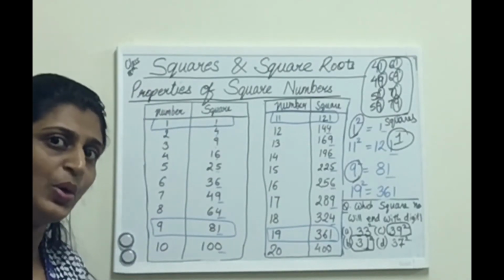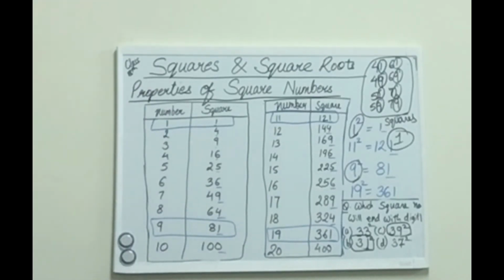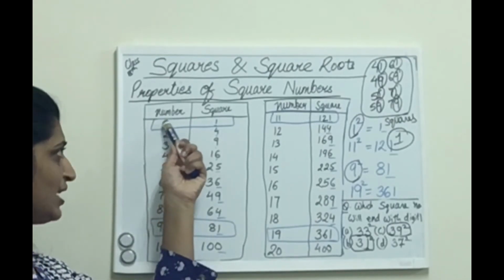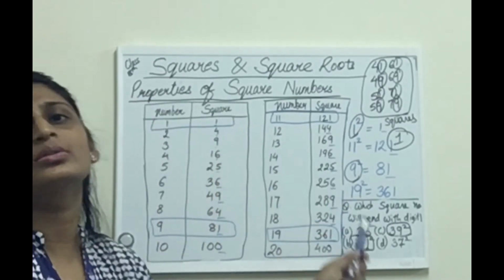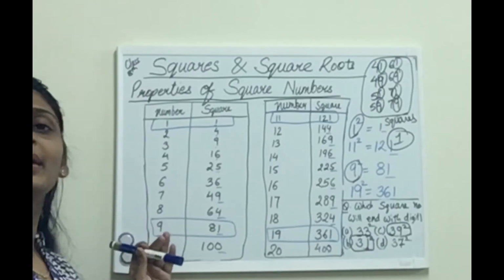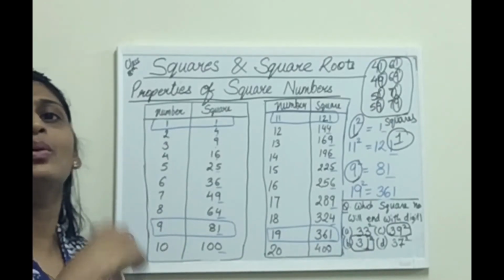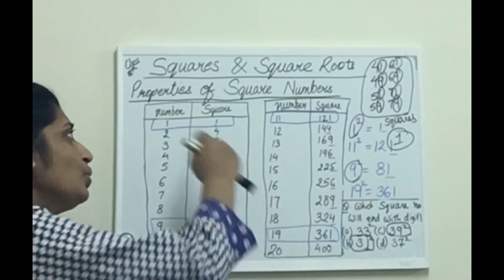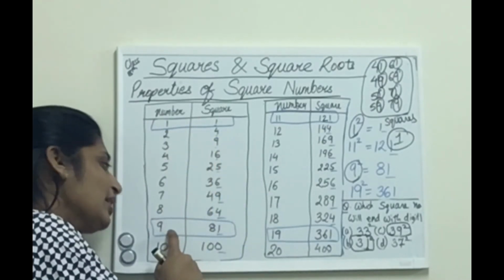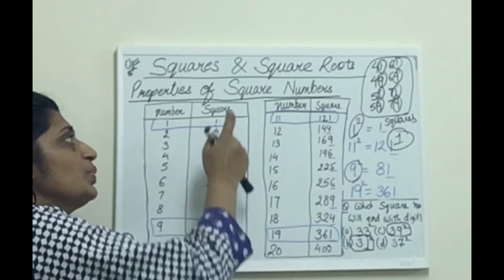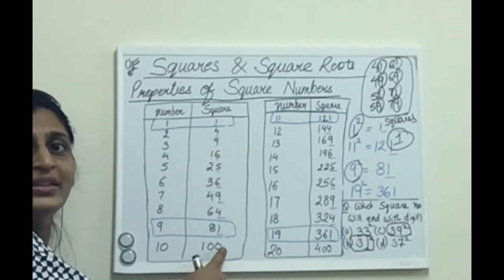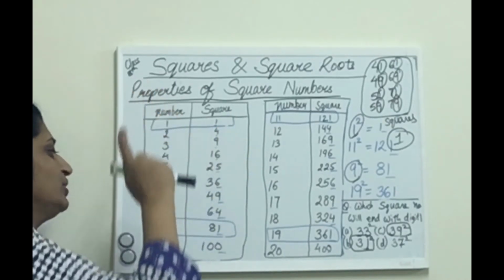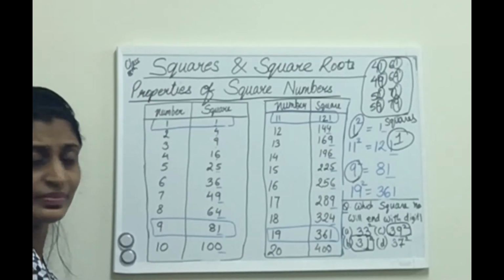Clear? I hope it's very clear to you all that if a number ends with 1, the square also ends with 1. If the number ends with 9, the square of that particular number also ends with 1. So there are two kinds of numbers whose square ends with 1: the number which ends with 1 or the number which ends with 9.